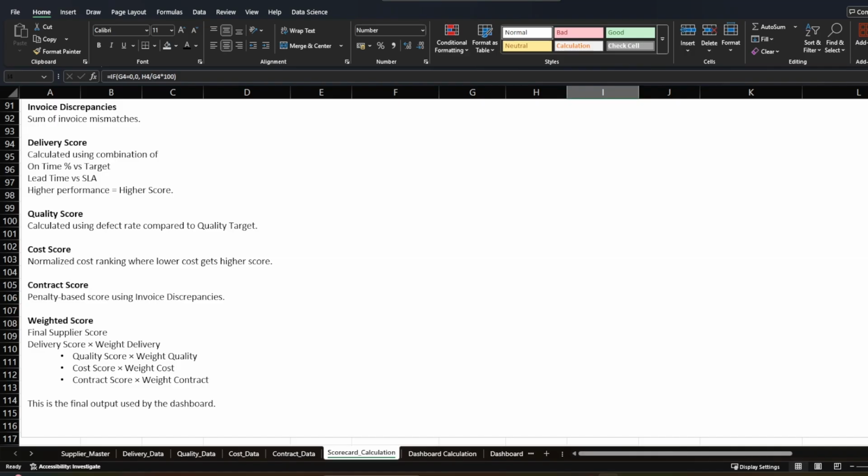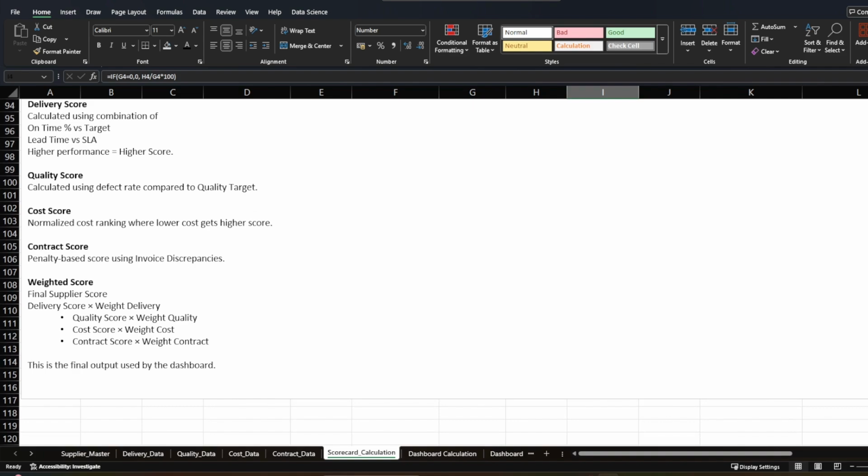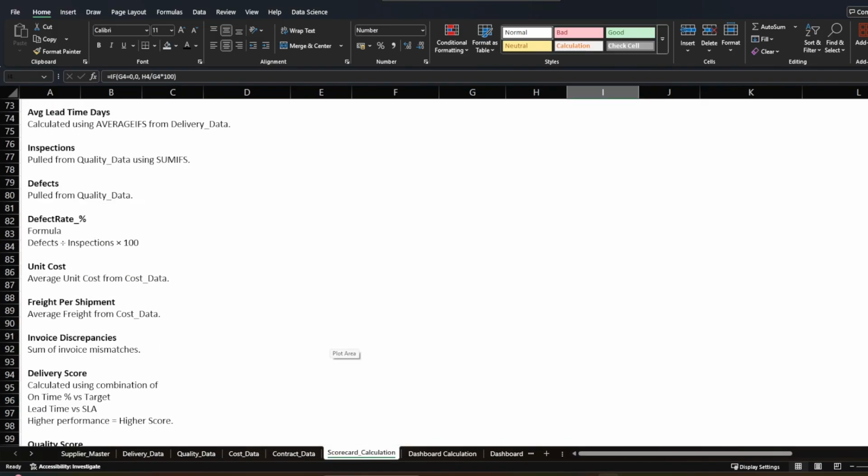The second thing is quality score. It is calculated using the defect rate compared to the quality target. Then you have a cost score. It is a normalized cost ranking where lower cost gets a higher score. I will talk about how you are going to calculate it. Then there is a contract score. It's a penalty-based score using invoice discrepancies. And then we have a weighted score. Whatever score we are getting, we just need to multiply it by the weight we have defined in the contract data.